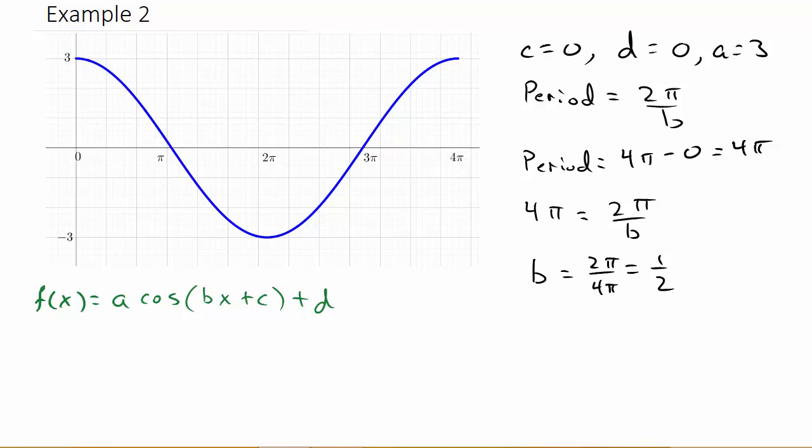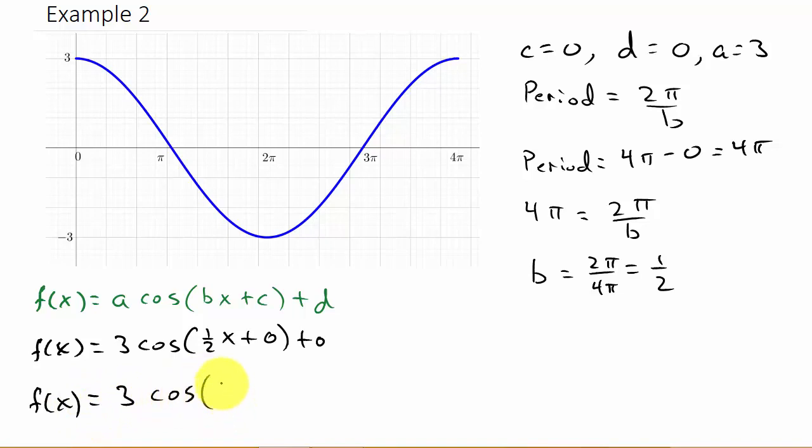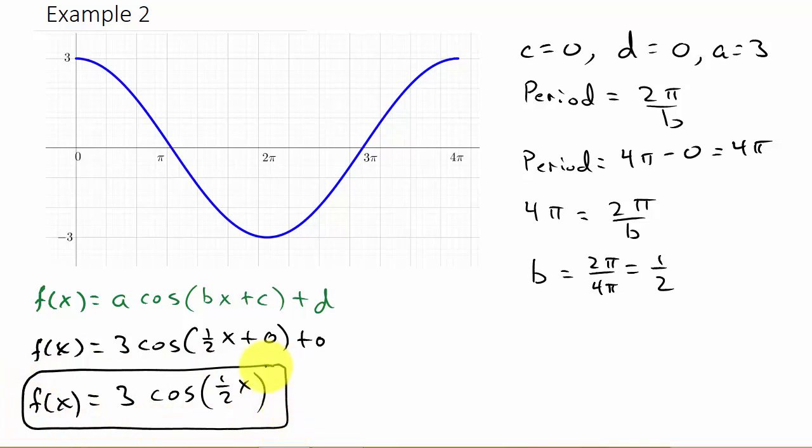All right. So now let's plug all of this in, a, b, c, and d. So that's going to give me f of x is equal to a, which is 3, times cosine of b, which is 1/2, times x, plus c, which is 0, plus d, which is 0. And so f of x is equal to 3 cosine of 1/2 x. And there's my answer.